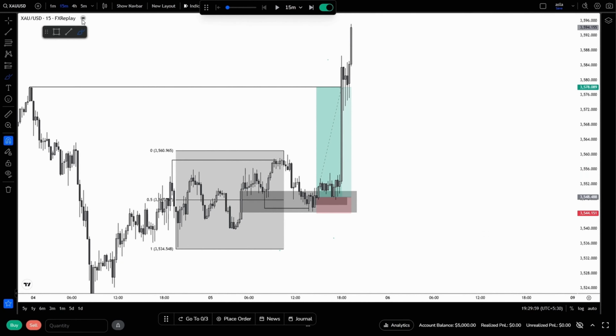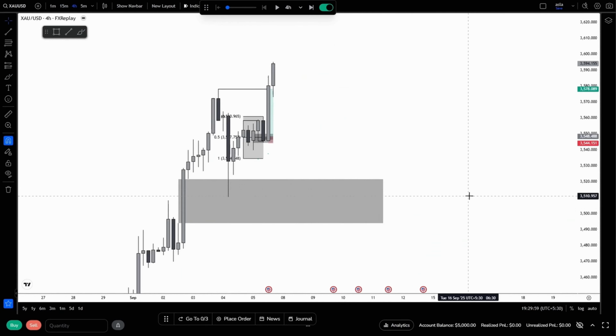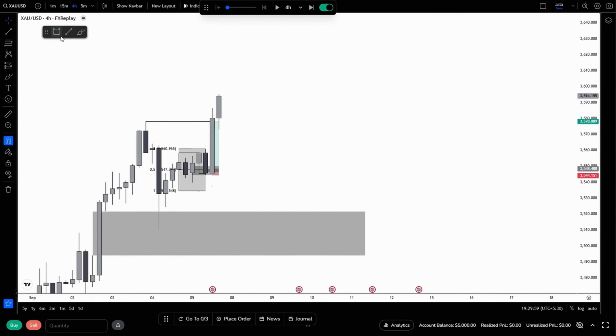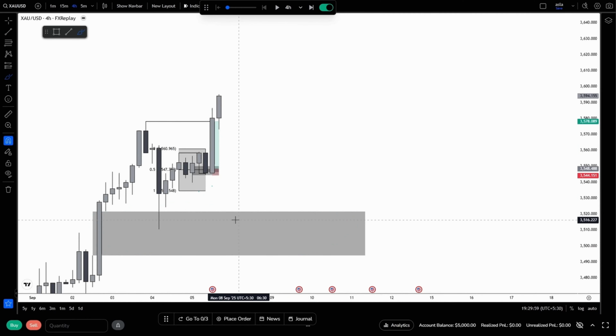Always give more importance to the higher time frame narrative. Let the higher time frame decide the direction, and use the lower time frame only for execution. When you align yourself with what the higher time frame is telling you, you stop guessing, you stop forcing trades, and your execution becomes clean and consistent.